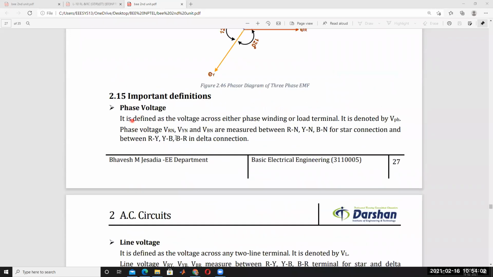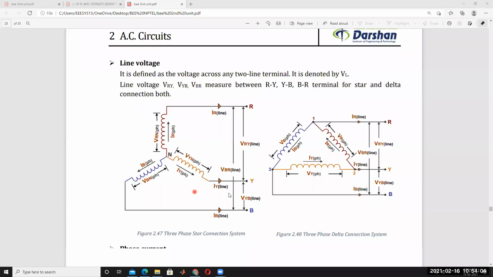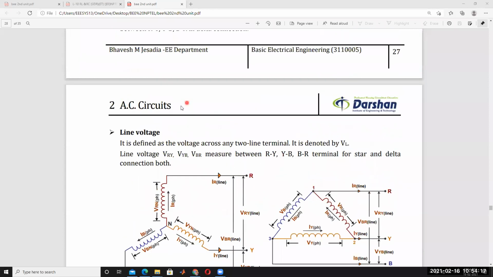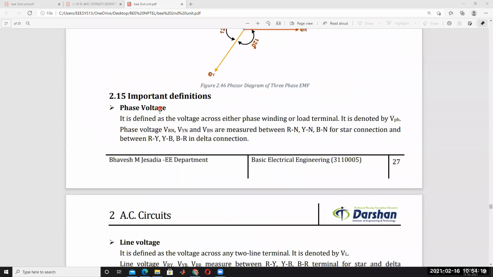This is called phase voltage, that means for star connection. So this is called phase voltages, and in between R and Y is called line voltages. Try to understand the concept. Phase voltages, what do you mean by phase voltages?